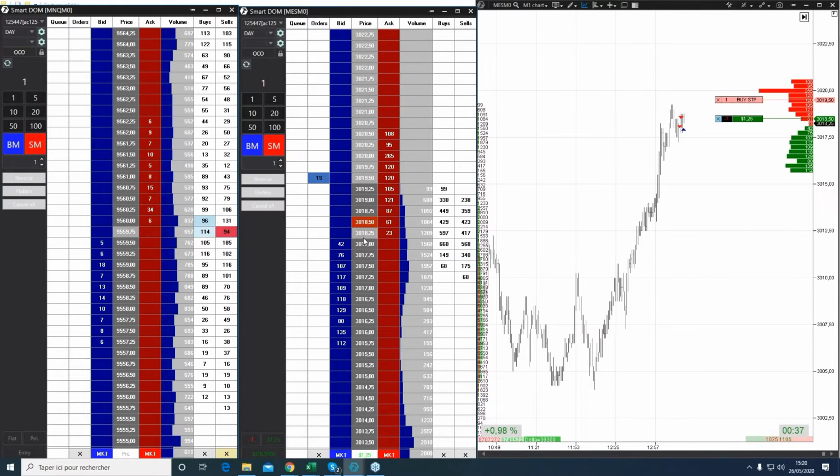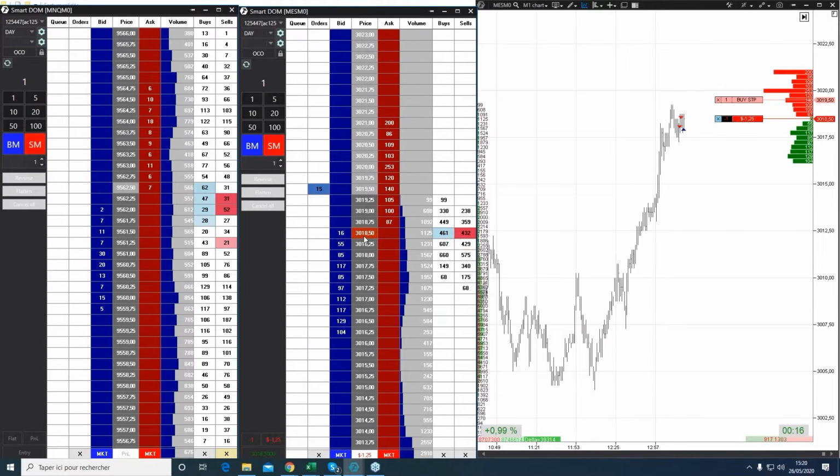So there's a huge volume on the right column, which is the sellers, which gives us maybe an idea that the market might go down. There's pressure on the selling side, which is good for us because we obviously are selling.